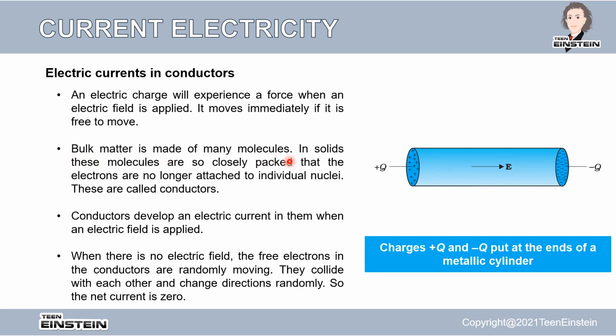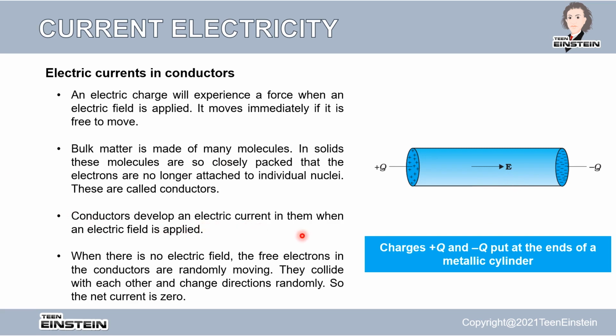Bulk matter is made up of many molecules. In solids, these molecules are so closely packed that the electrons are no longer attached to individual nuclei. They are called conductors. So in conductors, when we say there is a piece of metal, it has all the atoms and molecules closely packed together. When they are closely packed, the electrons which belong to the individual atoms or molecules are no longer localized. They will be free to move everywhere in the conductor. So now if you apply an electric field, they are free to move within this conductor depending on the direction of your electric field.